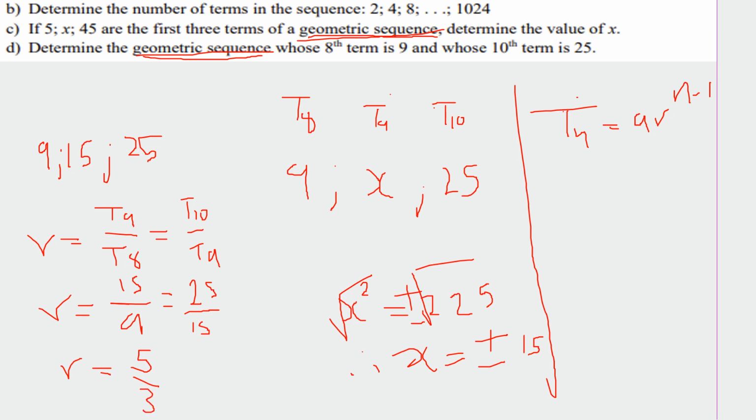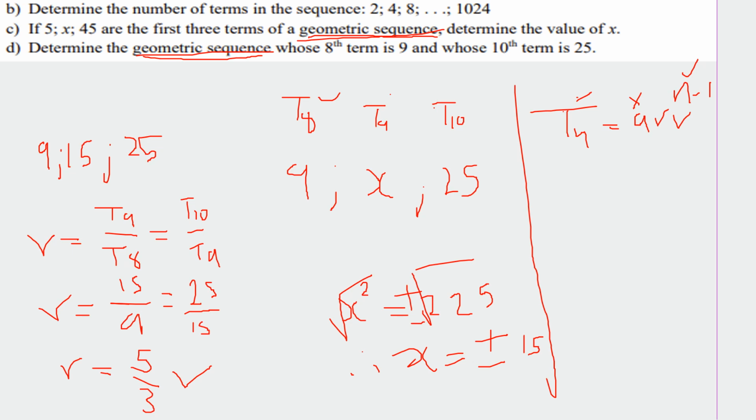So now we know the value of r, but we don't know the value of a. What do we also have? We also have the position of the 8th term and its value. Then we can find the value of a. We know the value of n, which is 8. If n is 8, then Tn is equal to 9. Therefore, the only unknown here will be a, so we'll be able to calculate it.